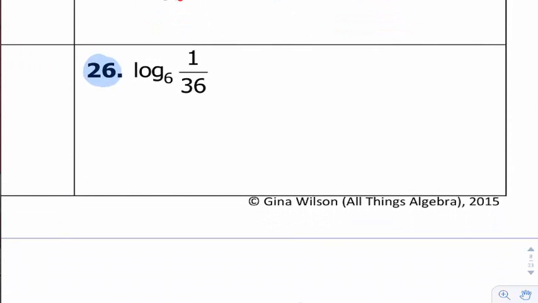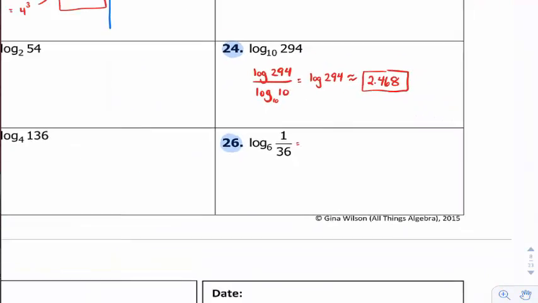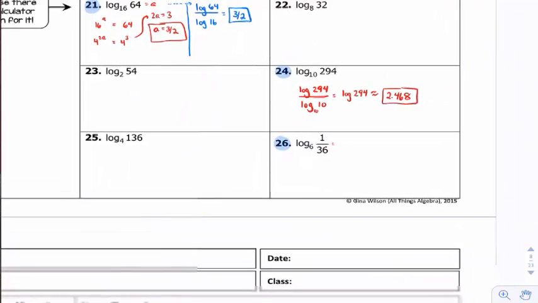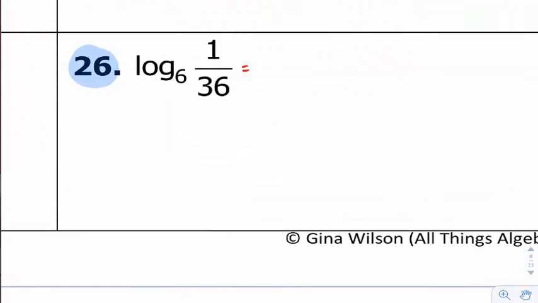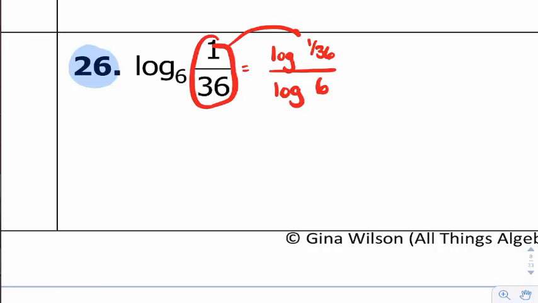And then 26. So here, this is another one we can solve without a calculator or with a calculator, but I want to show again the change of base formula is useful. Like I said, it can be useful in a lot of different scenarios. So if I was doing this one, you can literally just go common log of 1 over 36 divided by common log of 6. So again, this goes in your numerator, and the base is the input for your denominator. That's your change of base formula.